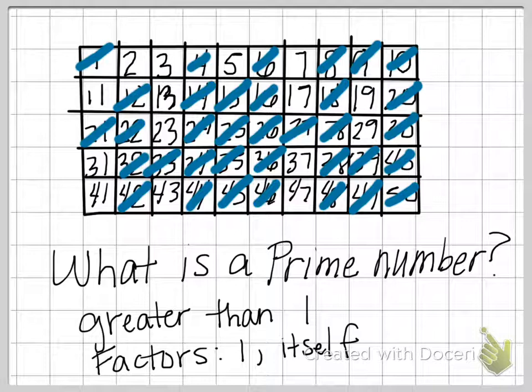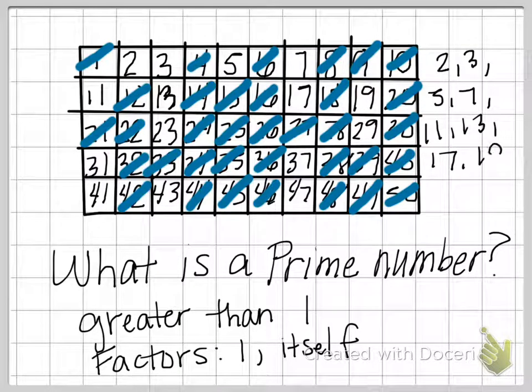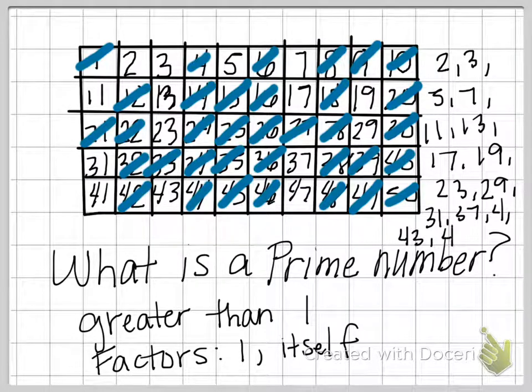So you could list those out on the side as 2, 3, 5, 7, 11, 13, 17, 19, 23, 29, 31, 37, 41, 43, and 47.